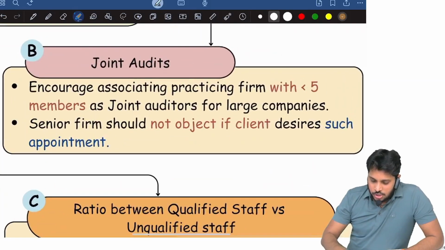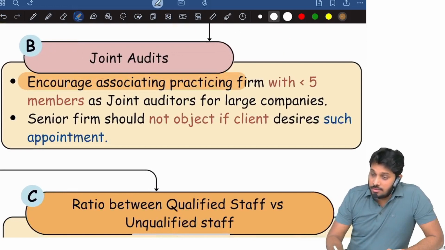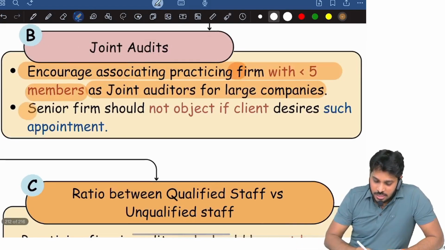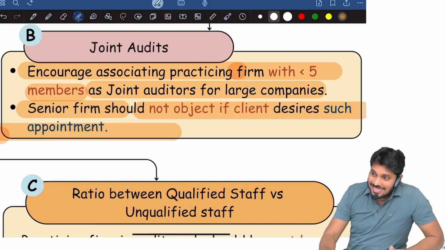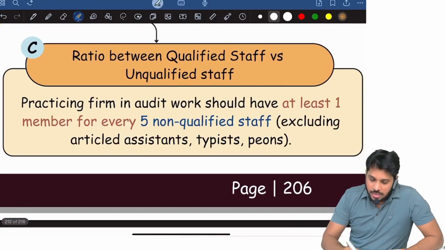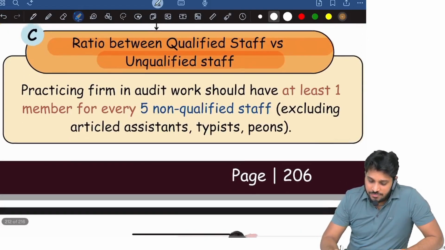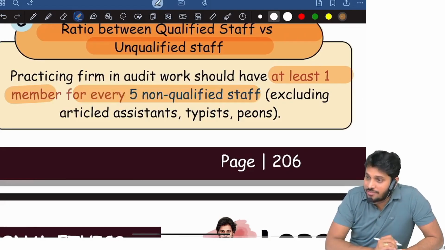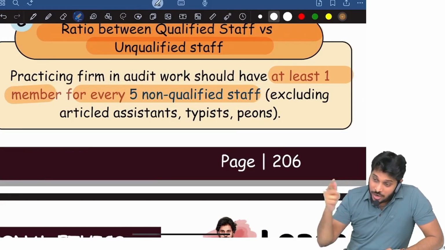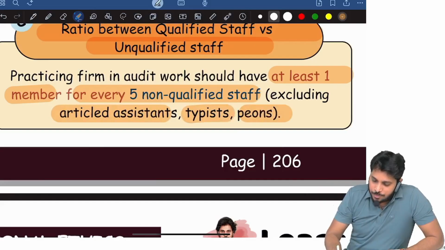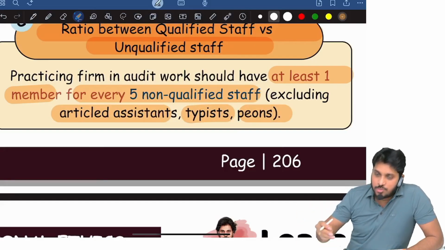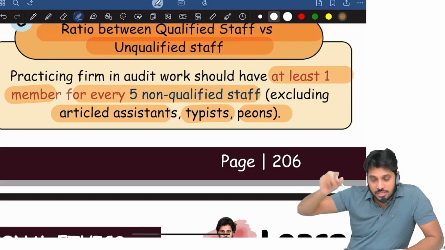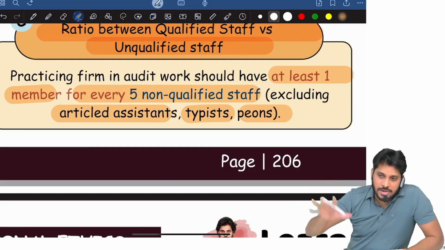Then joint audits: encourage associating practicing firms with less than 5 members as joint auditors for large companies. A senior firm should not object if the client desires to appoint a joint auditor. Ratio between qualified and unqualified staff: there must be at least one member of the institute for every 5 non-qualified people. Non-qualified people means what? What is excluded? Articles, typists, peons, these are all excluded. So for every 5 paid assistants, there must be one member of the institute in charge. These are all self-recommendatory measures.